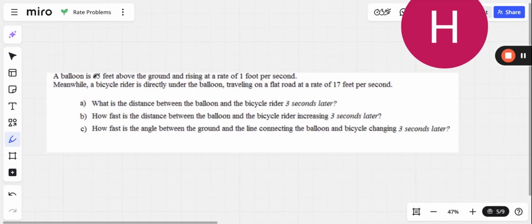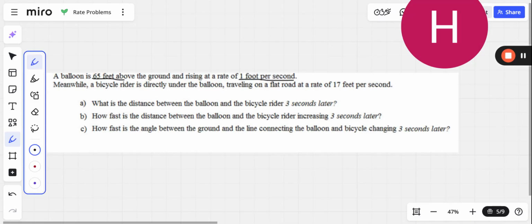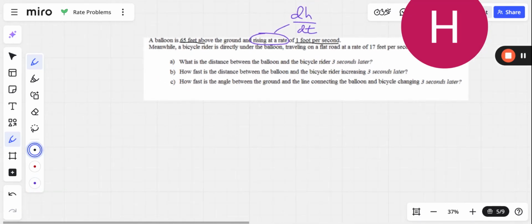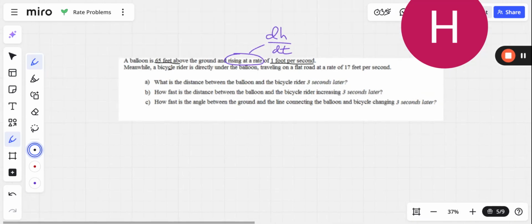Alright, we have a balloon that is 65 feet above the ground, and it's rising at a rate of 1 foot per second. So we can say that if it's rising at a rate, and of course it's happening over time, we can call this dH/dt. Maybe we should draw a little picture here. Meanwhile, a bicycle rider, which is directly under the balloon, is traveling on a flat road at a rate of 17 feet per second. So this will be like dx/dt for the biker.